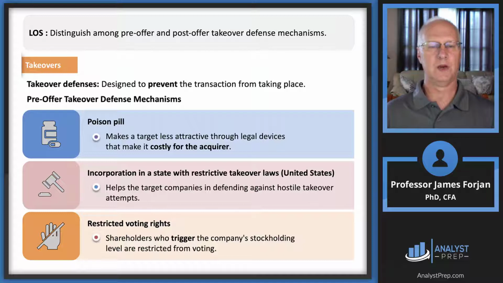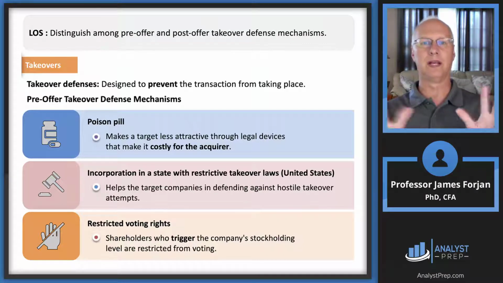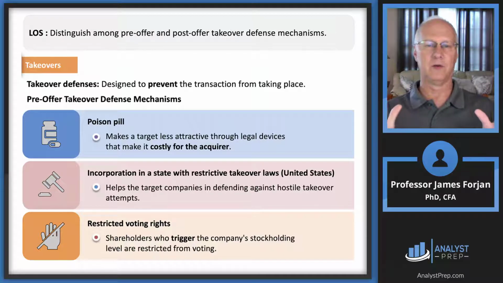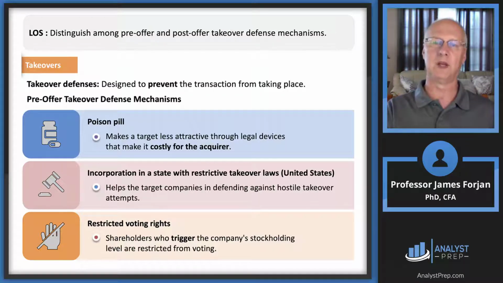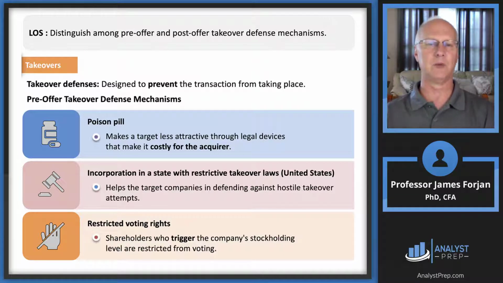All right, here's an LOS that I like. Distinguish among pre- and post-offer takeover defense mechanisms. All right, so let's suppose we're the target executives and we're against this merger, either for the good reason that we think the offer is way too low, or we want to preserve our jobs because we think we can do the better job maximizing shareholder wealth. So what are these pre-offer takeover defenses? So these are defenses that occur before anybody is interested in us as a target firm.